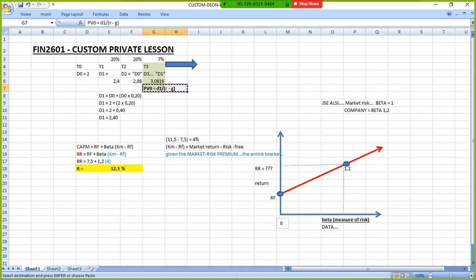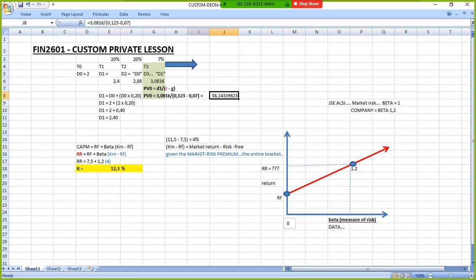Okay, so copy paste the dividend, 3.0816, divided by R. Can I put in an R? Yes, 0.123. What is the growth rate? 7%. Let's check the answer. Type that into a calculator. The calculator gives you an answer of 58.1434. Again, I'm not going to round it off, I'll leave it as is and round off the answer later. This is at time 2.